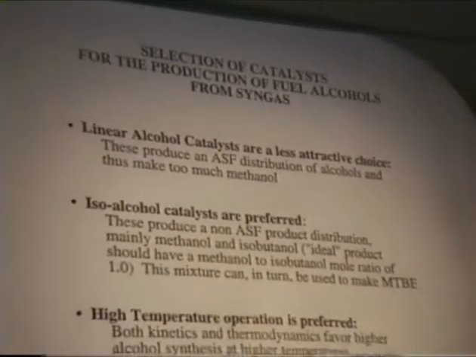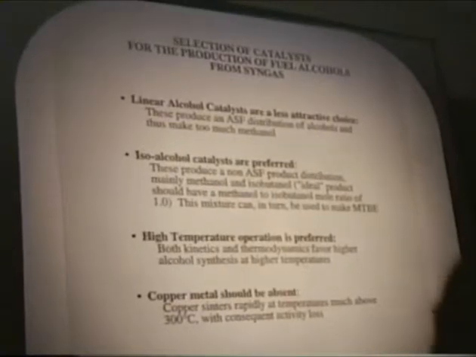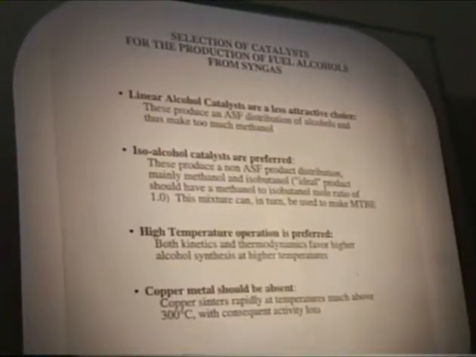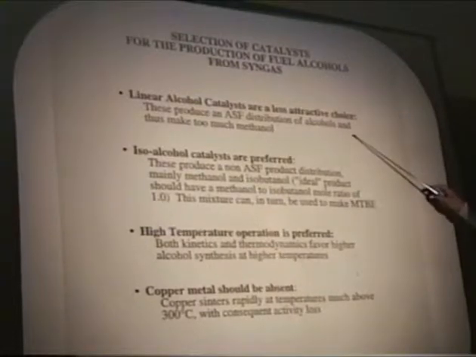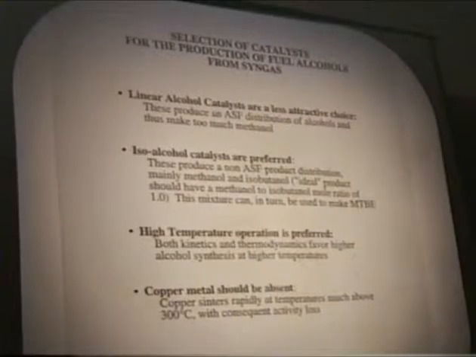Okay, when I came into the program, reviewing the literature and some of the other considerations that I've discussed, these are the following points we use as a starting basis for the sorts of catalysts we decided to look at. And we can discuss these a little bit later on, if you like. First of all, we don't want linear alcohol catalysts because we're going to put these into the gasoline pool where we need to have branched materials to raise the octane rating. So we would rather not have the linear alcohols. So therefore we want the isoalcohols. These give you the non-Anderson-Schulz-Flory distribution. And if we can get a 1-to-1 mixture of methanol and isobutanol, we can use it to make MTBE.